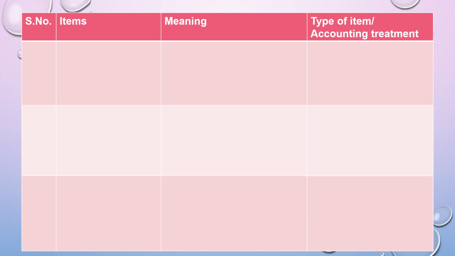Now moving further, we will go and discuss the next item which you could find on the income side. You might find an item called special receipts. Now what do you mean by special receipts? These are the receipts of the NPO which are for some special occasion.